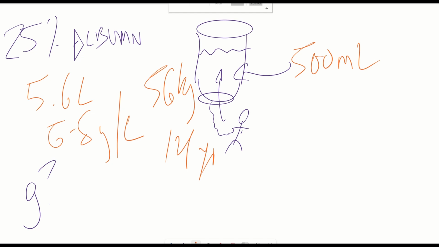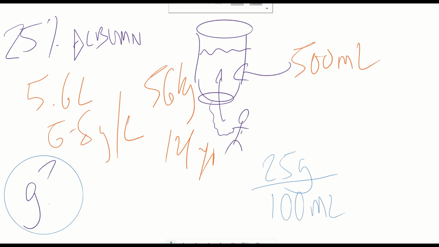All right, so where do we start? We're solving for what? Grams. So I need to put grams on top somewhere. So that's 25 grams per 100 mLs. Why not 1,000? Why not 500? You have to bring this with you: if it's percent concentration, it's per 100 cc's. So 25 grams per 100 mLs, and then what's next? Times 500 mLs.